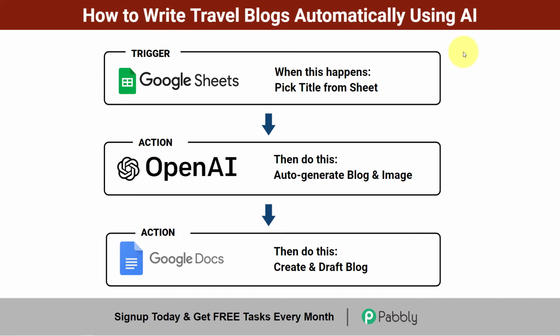Okay, so you just need to add the title of your blog into the spreadsheet, and as soon as you do that, the blog and its image will be generated automatically, and it will even be drafted automatically into the Google Docs application. Yes, it is possible. Simply provide the title into the spreadsheet and get your blog drafted into the Google Docs application automatically. And even a non-technical person can create this automation very easily.